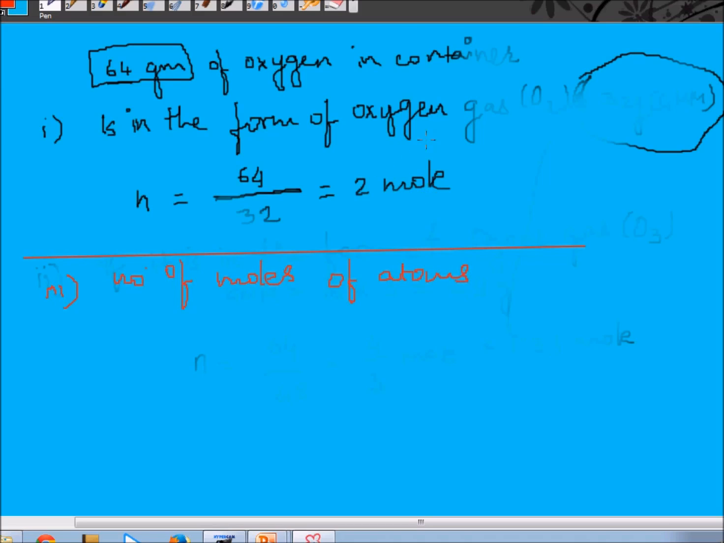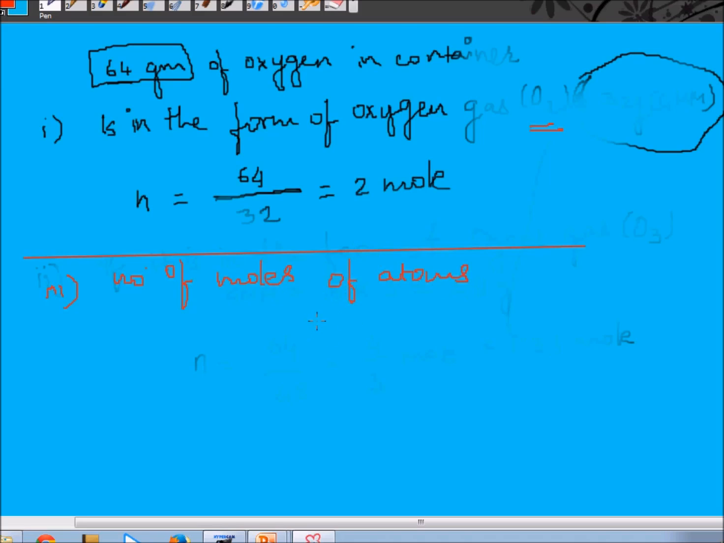Okay, we have already calculated the number of moles of O2 in case the oxygen inside is present in O2 form. We have calculated the number of moles of O3 in case the oxygen inside is present in the form of ozone. Now we are trying to calculate the number of moles of atoms of oxygen inside the container.